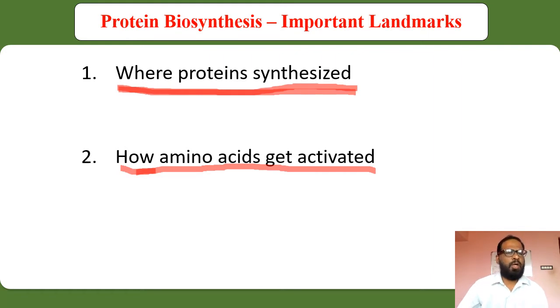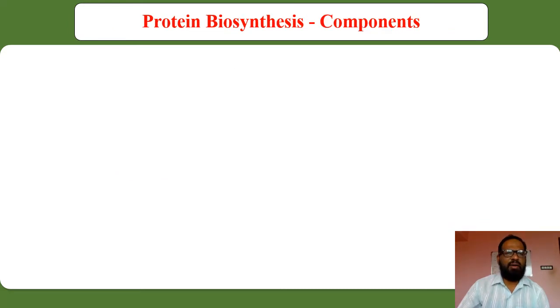These are the two important questions, and along with the identification of the genetic code, they led to the discovery of where exactly protein biosynthesis takes place. Now I will try to identify the different components of protein biosynthesis. We already said that different types of components are involved during the process of protein biosynthesis.